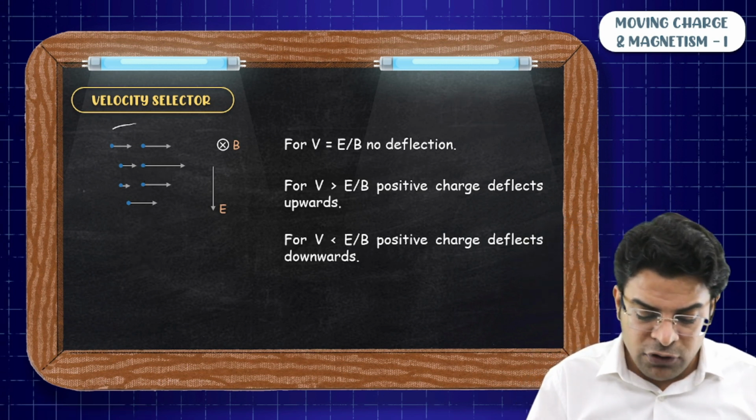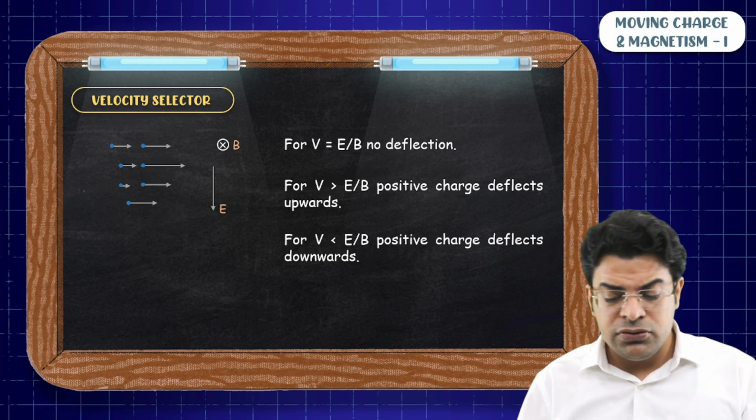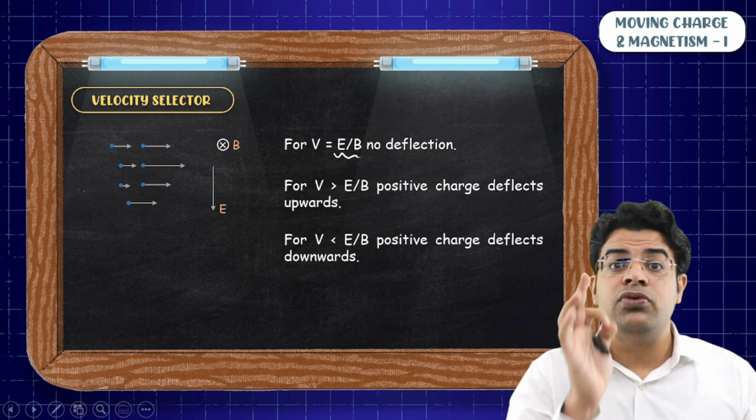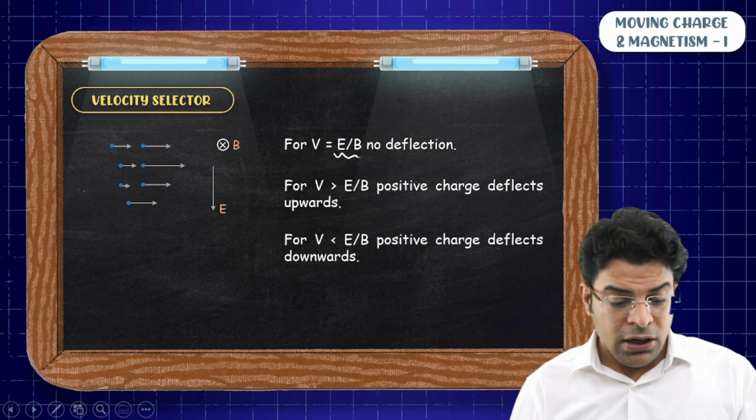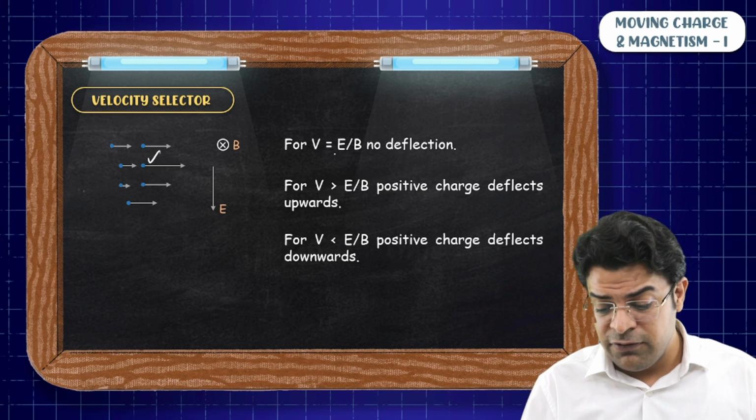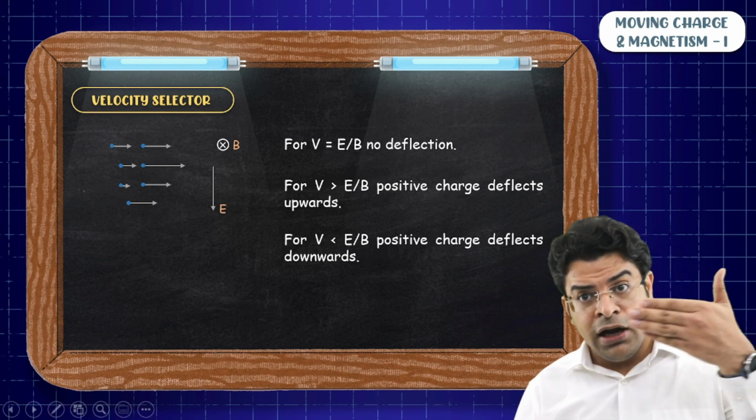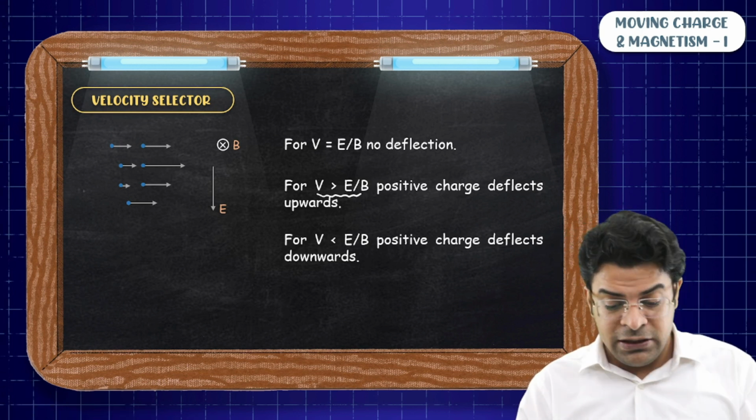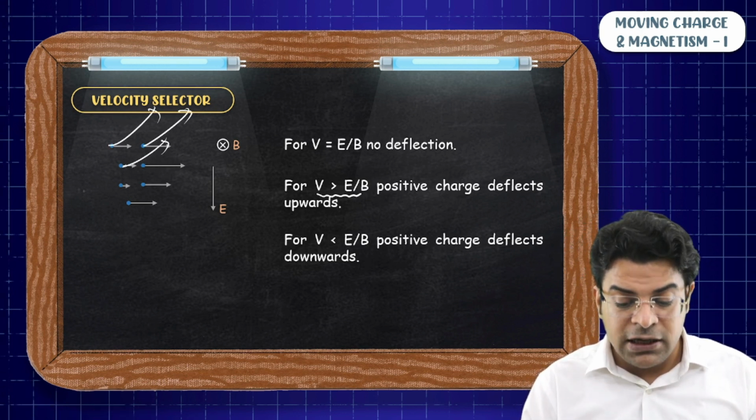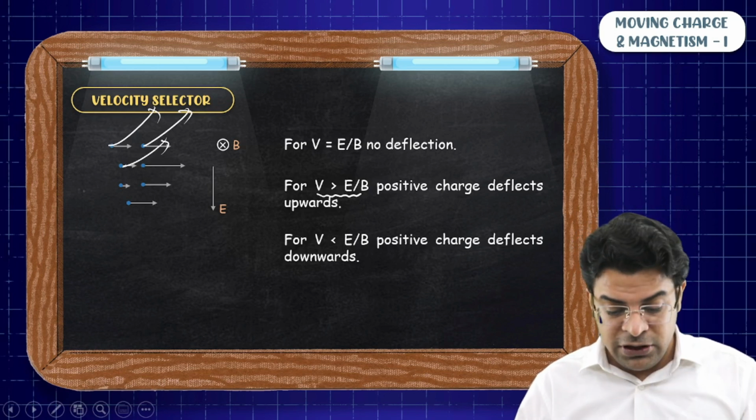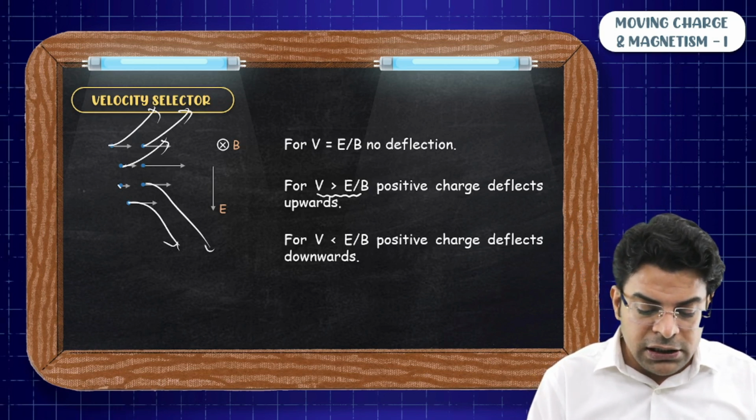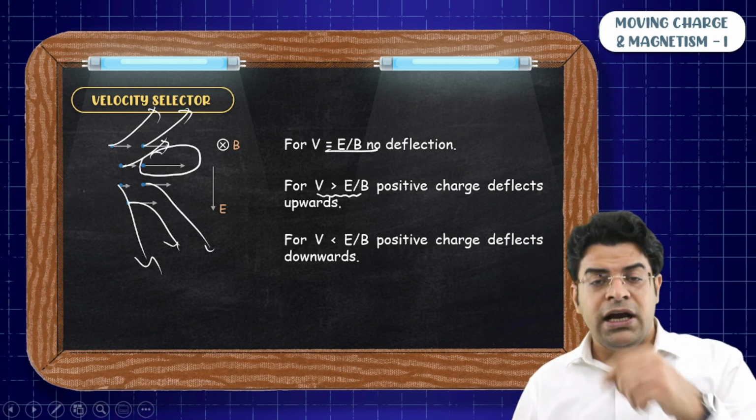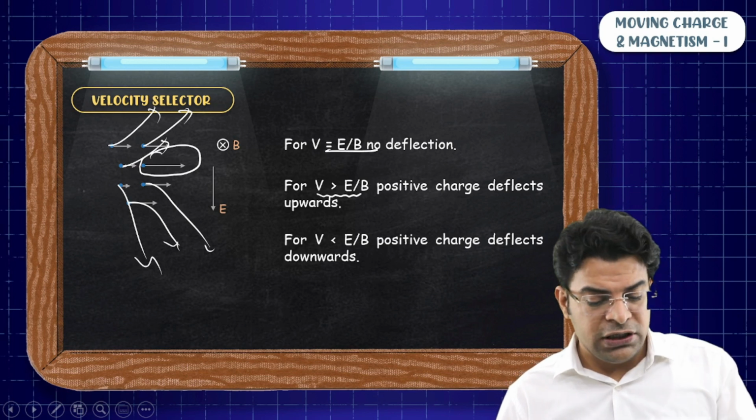So here you have got multiple particles. You can choose the value of E and B such that their ratio is equal to the velocity that you require. Now those particles with velocity equal to E by B will go undeflected. Those particles which have got velocity greater than E by B will deflect upwards. Those particles which have got velocity less than E by B will deflect downward, and only the particle which has got the same velocity as E by B will go straight. And that's how a velocity selector works.